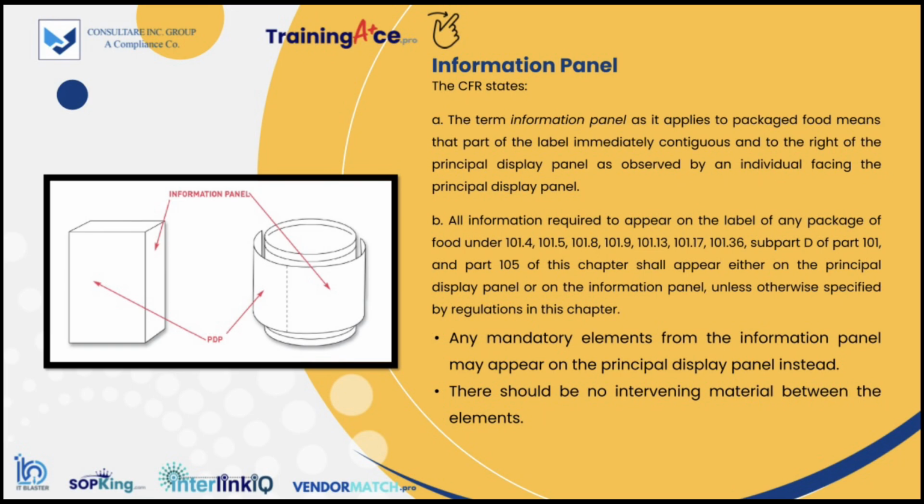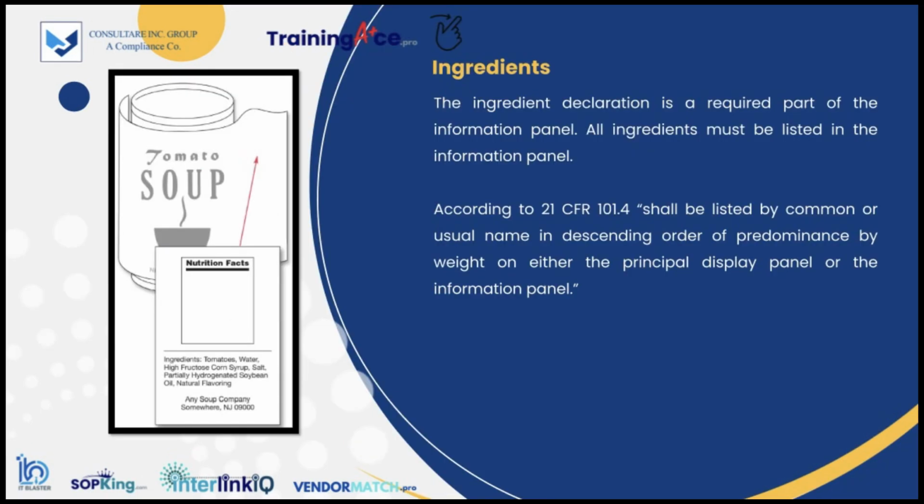The Information Panel. The Information Panel is placed at the right of the PDP and contains critical labeling elements. It includes the nutrition label, ingredient list, and allergen statements. There should be no distracting materials separating these required elements. The ingredient declaration is a required part of the Information Panel. All ingredients must be listed there.